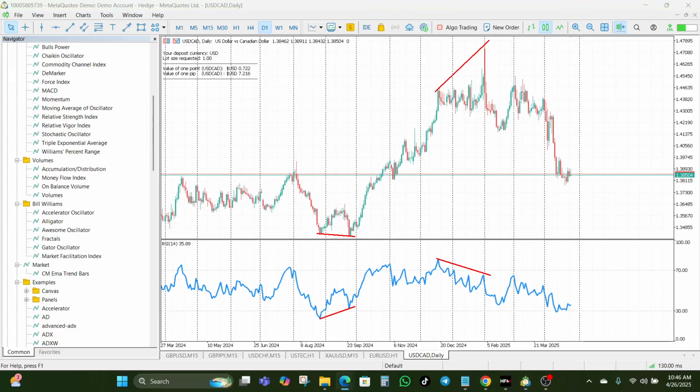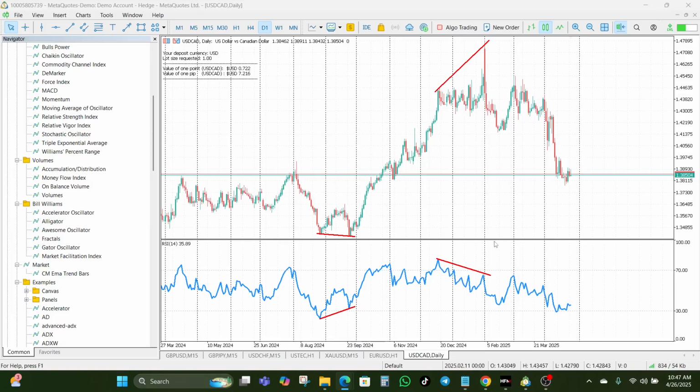Now, catching divergences manually is not always easy, especially for beginners, right? It takes a trained eye and experience to spot them consistently. And that's where this featured RSI tool steps in.